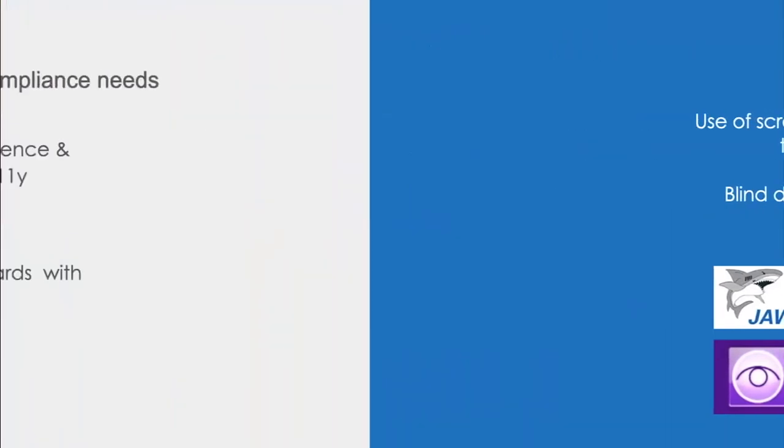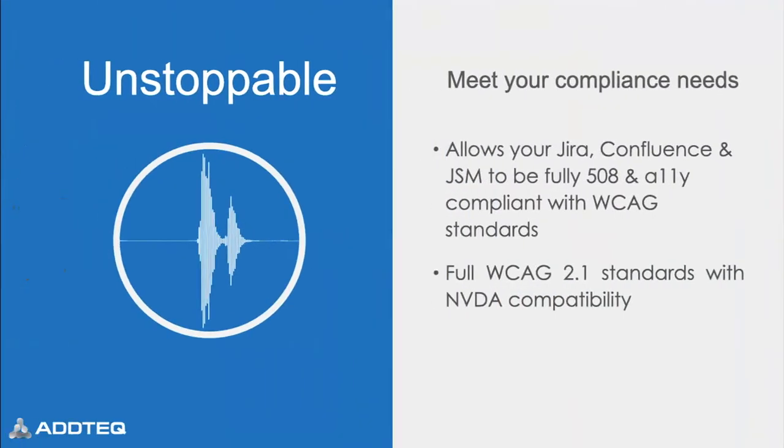So how does Unstoppable help a company and its visually impaired employees? It's a full function plugin designed to allow your core Atlassian tools to meet 508 compliance and AY11 compliance with WCAG 2.1 standards and NVDA compatibility.